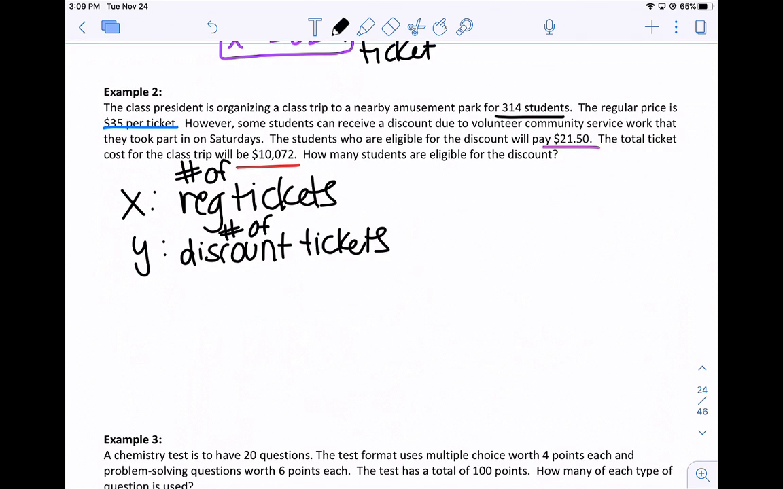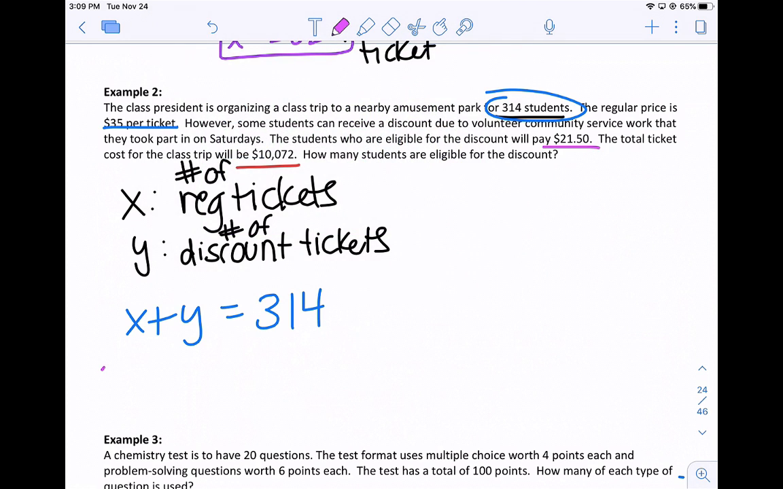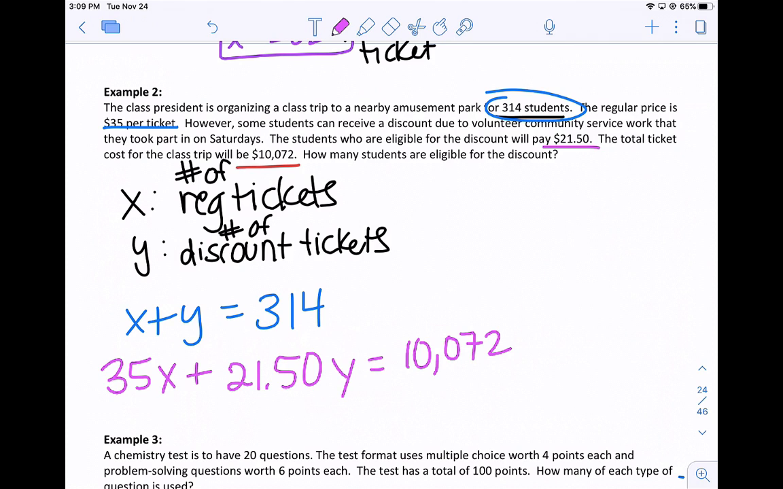All right, let's write our two equations. Okay, I'll do the first one. Okay, so there's two things we're looking at here. Money and number of tickets. So first I'm going to do number of tickets because it's number of students. All right, so X plus Y. So the regular price tickets plus the discount tickets total, there's 314 kids going. But then with the amount, how much was it for a regular ticket? $35 for a regular ticket, $21.50 for a discount ticket. In total, the total amount of money was $10,072.